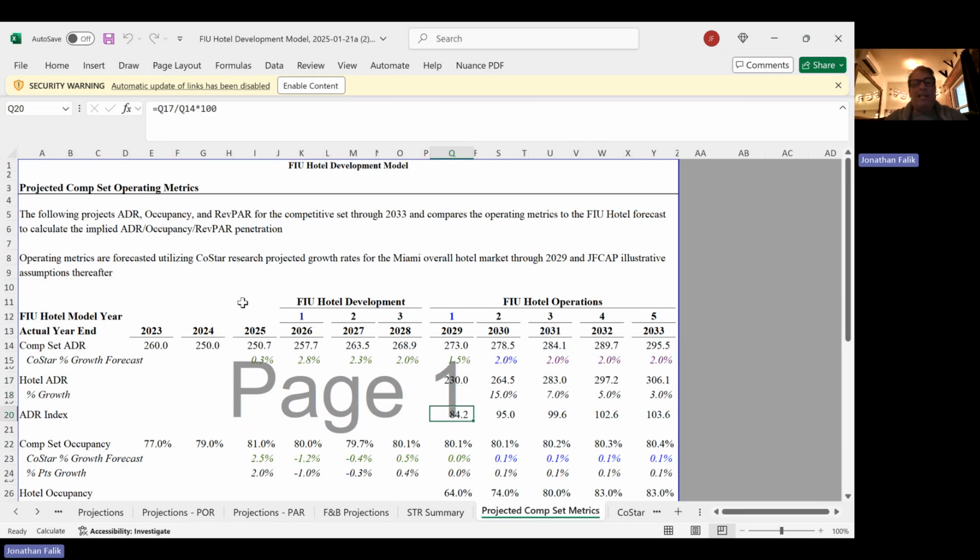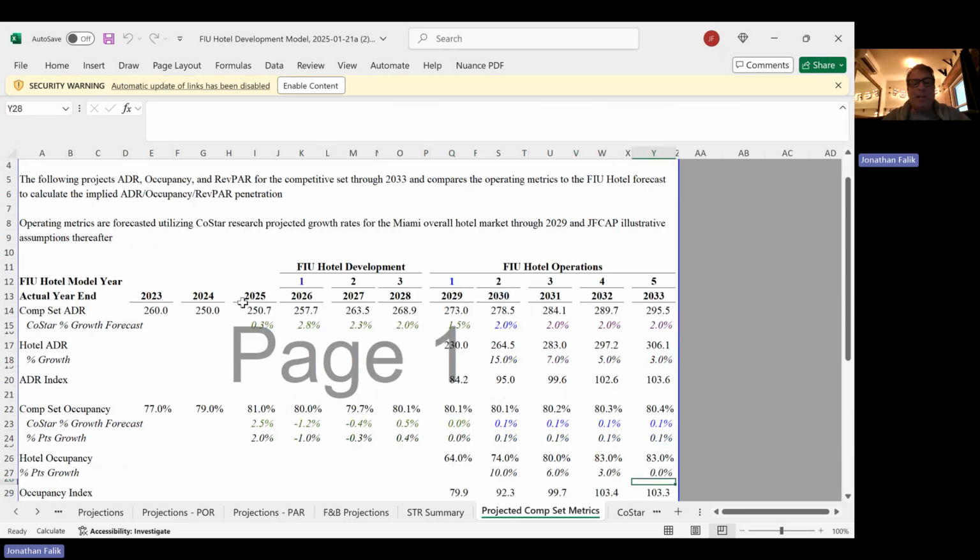And we calculate the index, right? So the index is what is our hotel's ADR divided by the comp set ADR. And we do that each year. So here, this is showing we have an ADR index of 84% in the first year, growing to 103%, 103.6% in the last year. We do the exact same thing for occupancy.